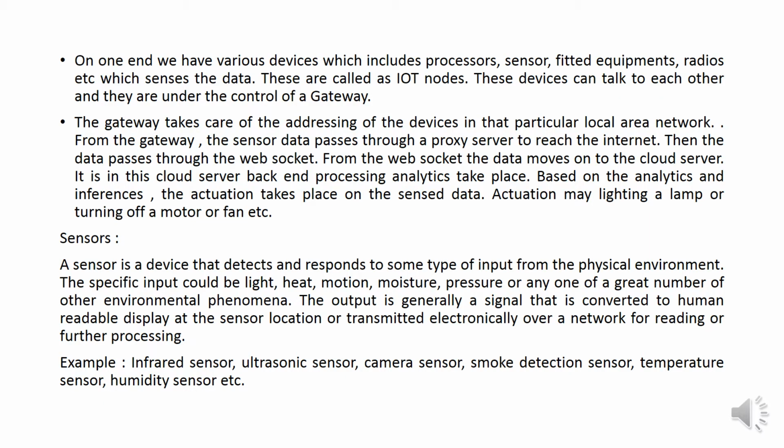On one end we have various devices which include processors, sensors, fitted equipments, radios, etc., which sense the data. These are called IoT nodes. These devices can talk to each other and they are under the control of a gateway. The gateway takes care of the addressing of the devices in that particular local area network. From the gateway, the sensor data passes through a proxy server to reach the internet.